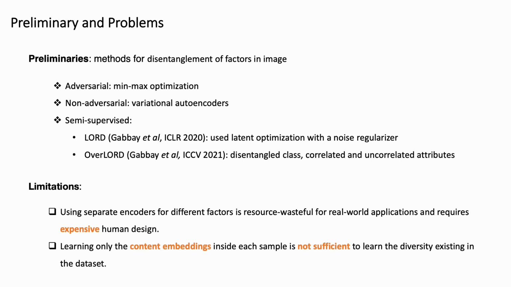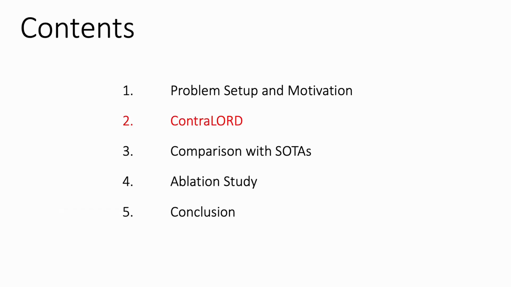The first limitation is that using separate encoders for different factors is resource wasteful for real-world applications and requires expensive human design. And the second limitation is that learning only the content embeddings inside each sample is not sufficient to learn the diversity in the dataset.